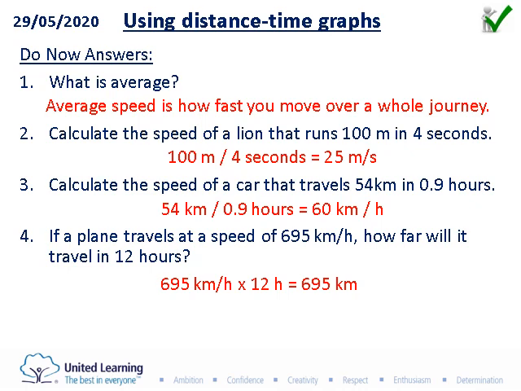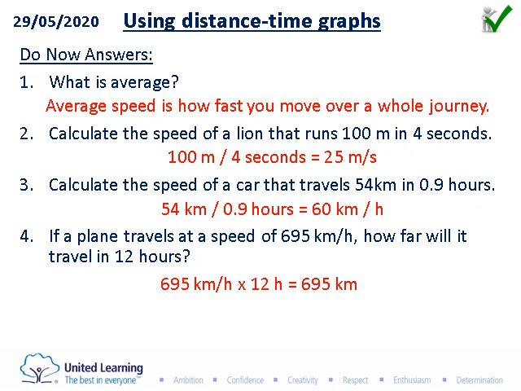So for number two, calculate the speed of a lion that runs 100 meters in 4 seconds. So calculating speed equals distance divided by time. So my distance is 100 meters divided by a time of 4 seconds. So my answer is 25. Please don't forget your units. It's 25 meters per second because it's a divide.